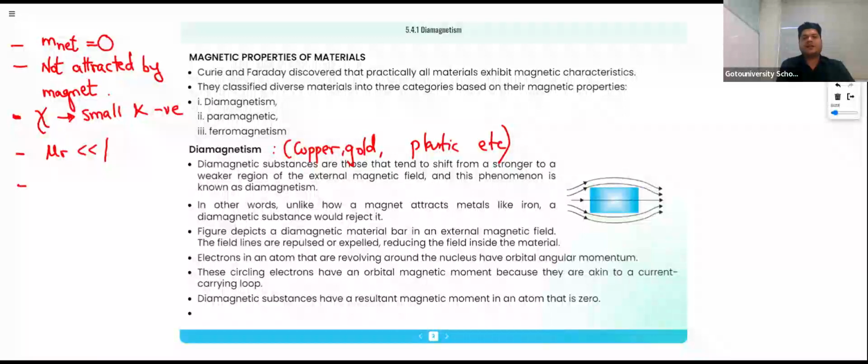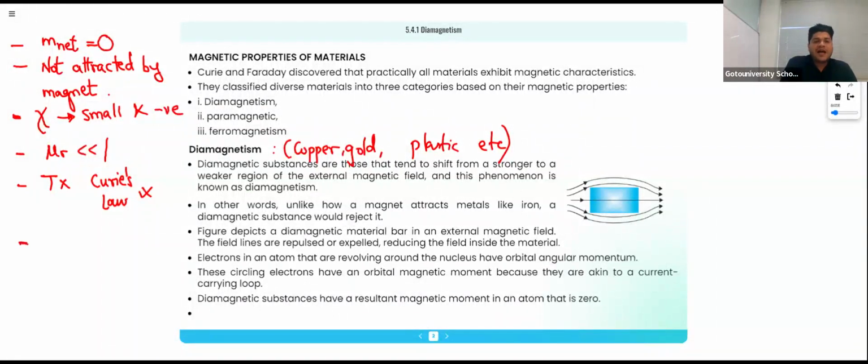Fourth property: there is no effect of temperature. That means Curie's law will not be obeyed. What is Curie's law? It is not there in your syllabus, but I will explain what is Curie's law.